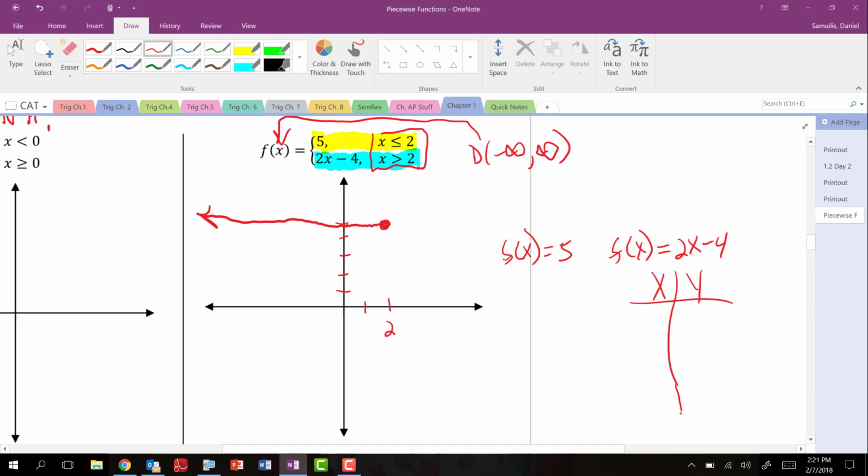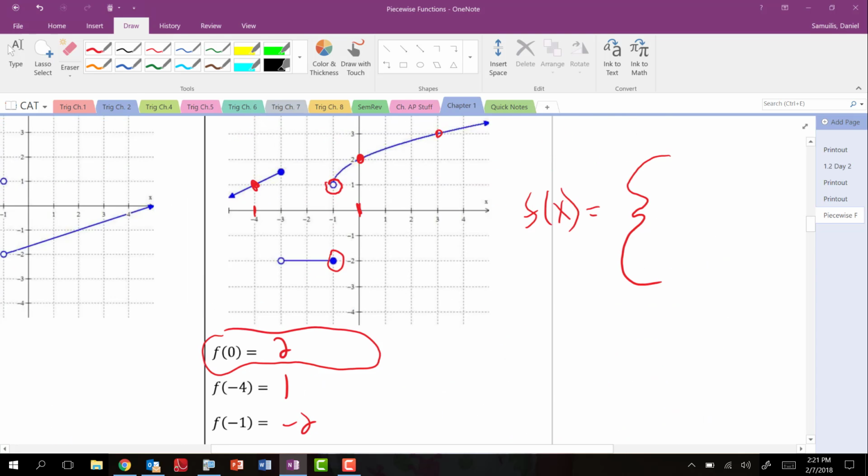What do I put for x? Do I put 2? Do I put 3? Half the people are going to say 2, half of them are going to say 3. The correct answer is 2. By the way, what's 2 times 2? 4 minus 4. So what do I do at 2 comma 0? It's an open dot, just like that previous one I just told you.